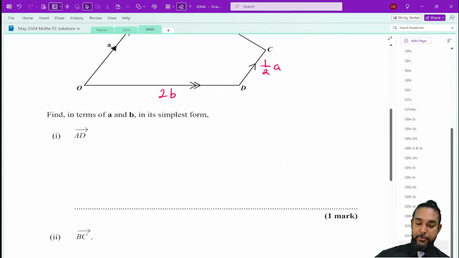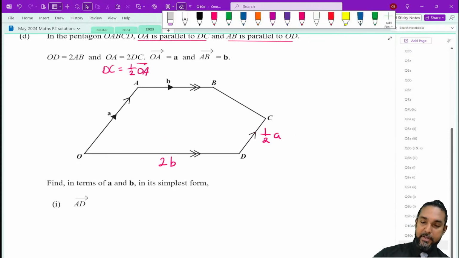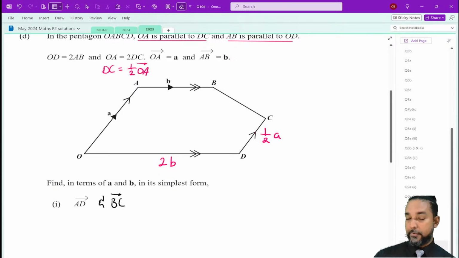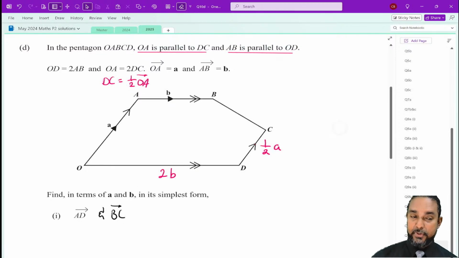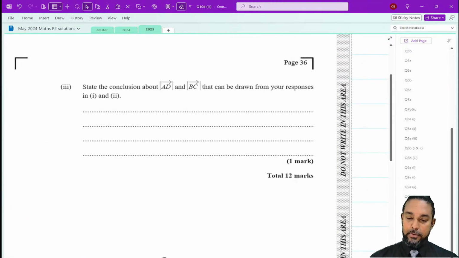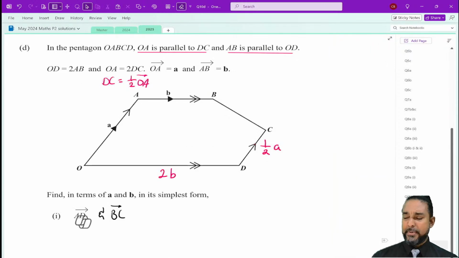They want two things, AD and BC, so I'm just going to write that here, AD and BC. I'm going to give you a few minutes, for those who may know what to do and don't really want to just watch me do it, who may want to try it on their own. You have to find AD and BC, and there's one more part: state the conclusion about the magnitude of AD and magnitude of BC that can be drawn from the responses. We'll come back to that piece.